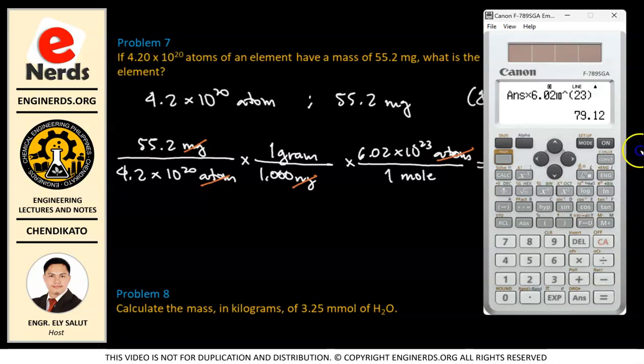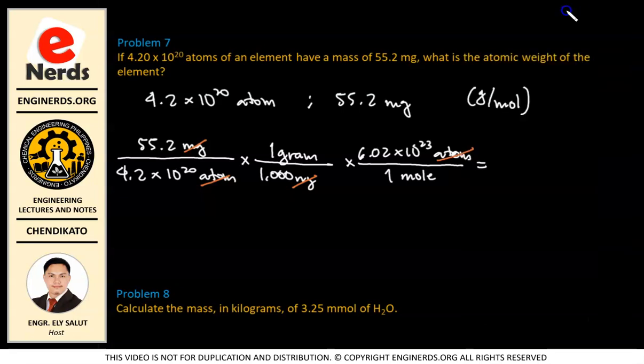Alright, so we have here 79.12. So this is our answer here. We have 79.12 grams per mole. Okay, so this is our final answer for this question.